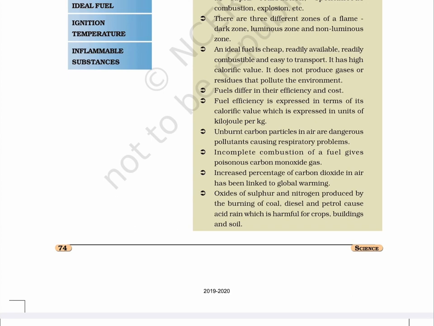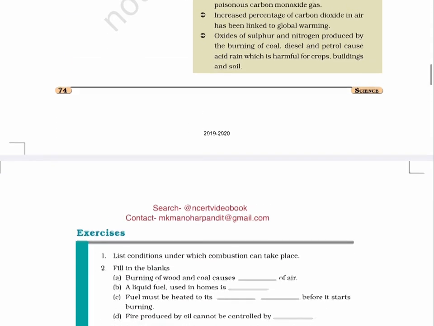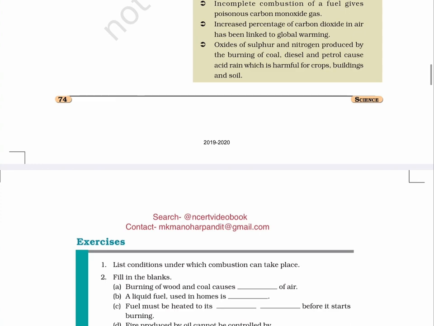Unburnt carbon particles in air are dangerous pollutants causing respiratory problems. Incomplete combustion of a fuel gives poisonous carbon monoxide gas. Increased percentage of carbon dioxide in air has been linked to global warming. Oxides of sulfur and nitrogen produced by the burning of coal, diesel, and petrol cause acid rain, which is harmful for crops, buildings, and soil.